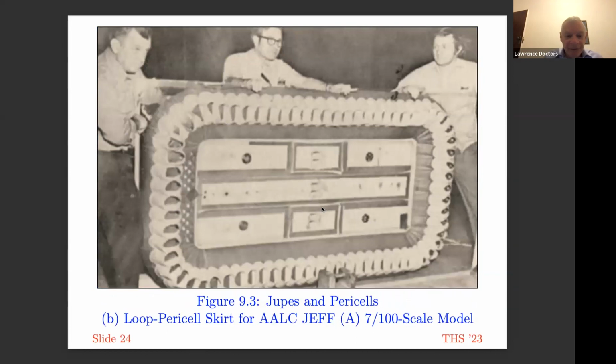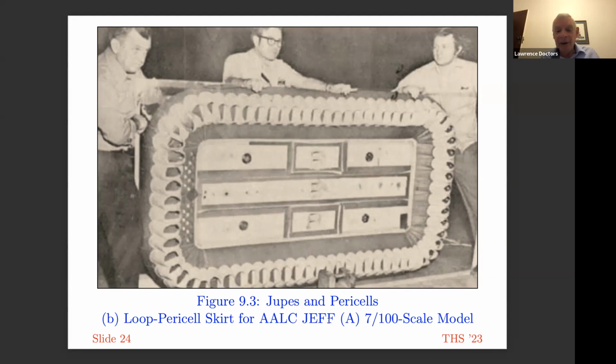An early version of the skirt is the pericel skirt. So the pericel design consists of cells going around the perimeter. This was fitted to the Jeff A, going back at least 40 years ago now, when the Americans had a competition to design their air cushion landing craft. At that stage, they called it the AALC. Now, what does that stand for? Attack Air Cushion Landing Craft, I think it stood for.